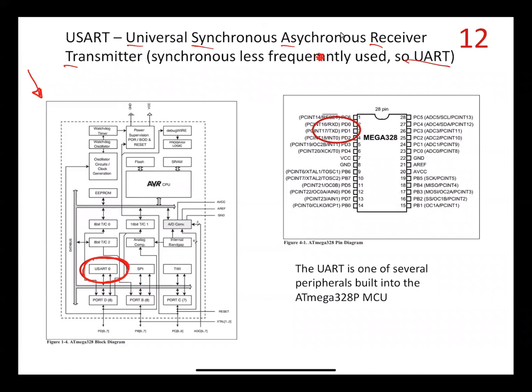Okay, why is it called USART Zero in here? Some AVR microcontrollers have one USART UART peripheral in them. Some have more. Some don't have any. There are big AVR chips that have as many as 3 USART UART peripherals in them. And so on the data sheet, it just numbers them 0, 1, and 2.